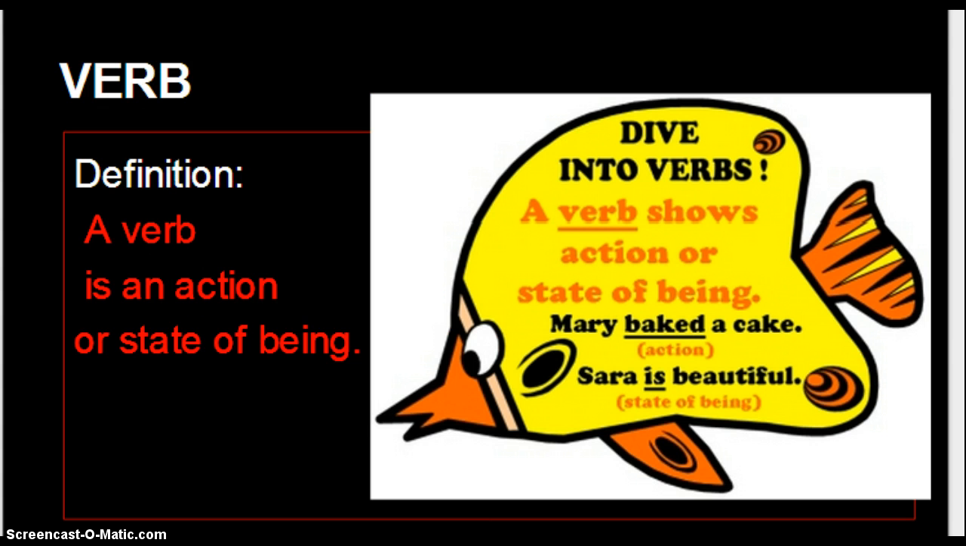A verb. The definition of a verb is an action or state of being. Action verbs are words like jumped, ran, yelled. State of being verbs are verbs like is, am, was, do, did, and being.